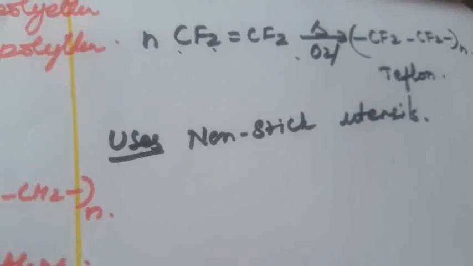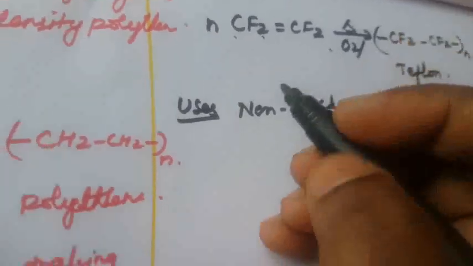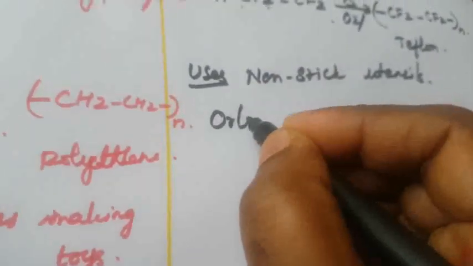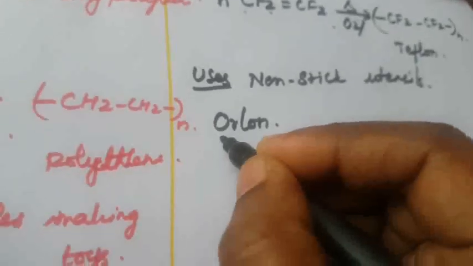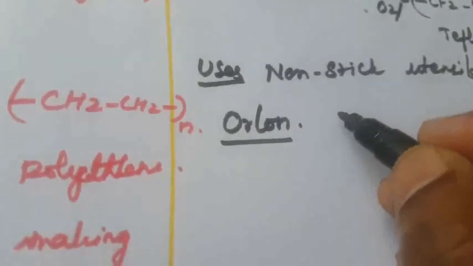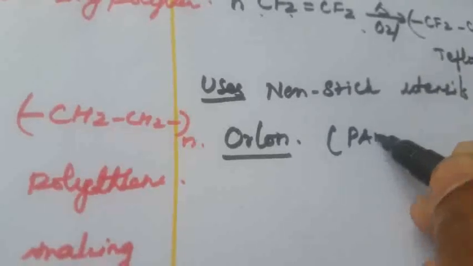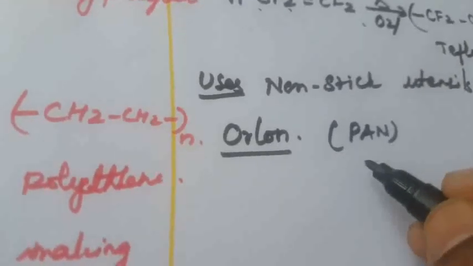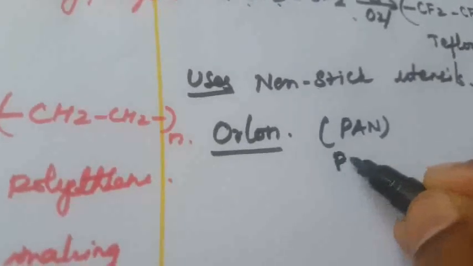Next is the preparation of Orlon. What is meant by Orlon? It is otherwise called PAN. What is PAN? Polyacrylonitrile.